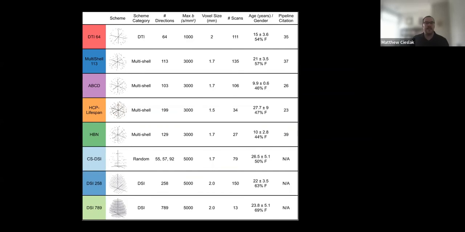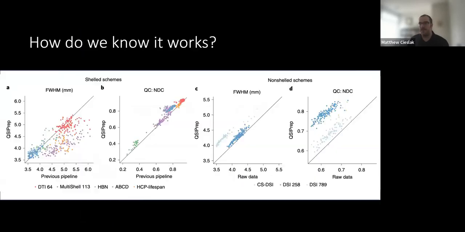So some of these other ones, for example, the compressed sensing and the Cartesian ones, there isn't really a pre-processing pipeline that went with them, but we have HBN, which is a very popular publicly available data resource. We took one of the HCP lifespan sequences, the 103 direction ABCD sequence. The multi-shell 113 was a NODDI optimized scheme that had a whole bunch of shells and a few that had only like 5 directions in them. And then we had a classic 64 direction DTI scan, which was what was used in the Philadelphia Neurodevelopmental Cohort.